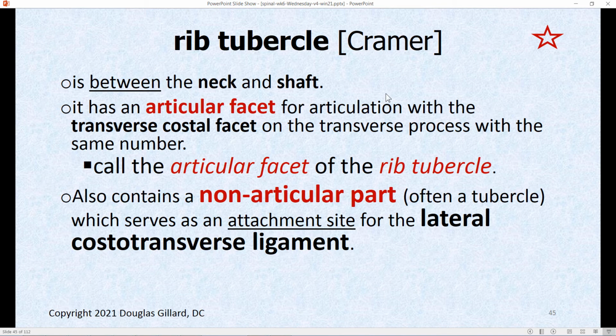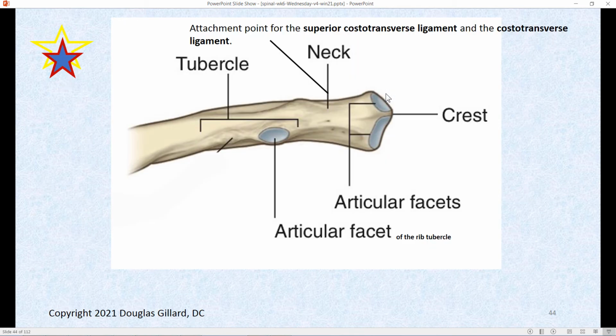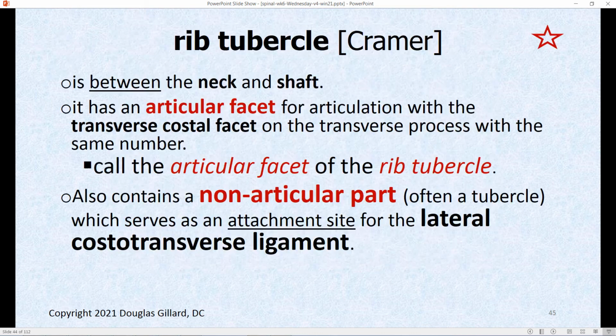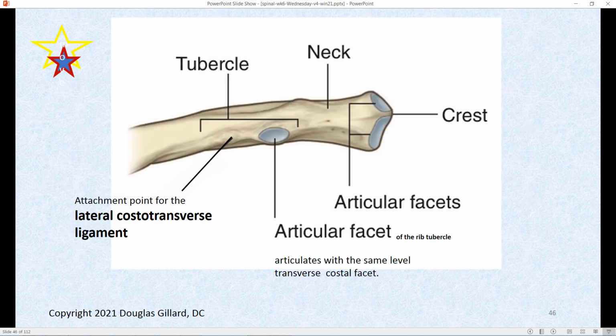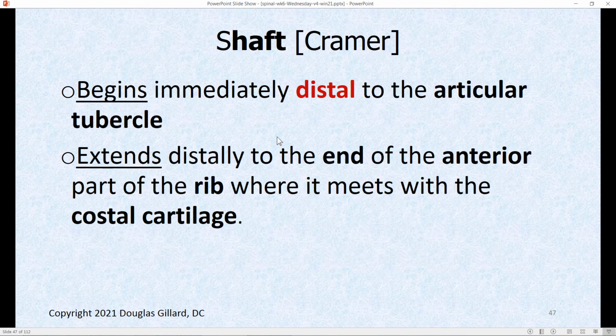All right, let's see. There's also a non-articular part. So where's the non-articular part? All of this stuff, that's the non-articular part. Yep, there's just another look at it. And the lateral costotransverse ligament attaches to this non-articular part here. Remember the articular facet of the tubercle hooks up with the transverse costal facet on the transverse process of the vertebral body of the same number, by the way. See, this rib stuff can get a little tricky.